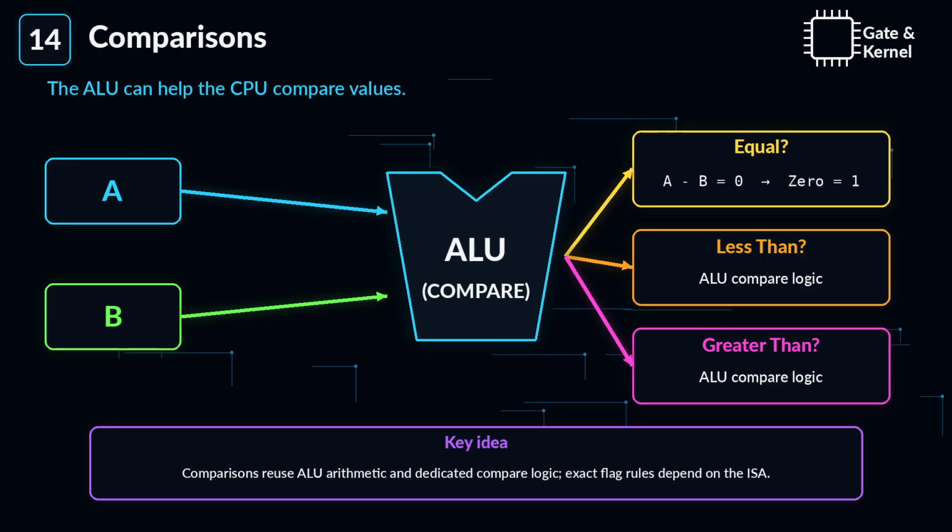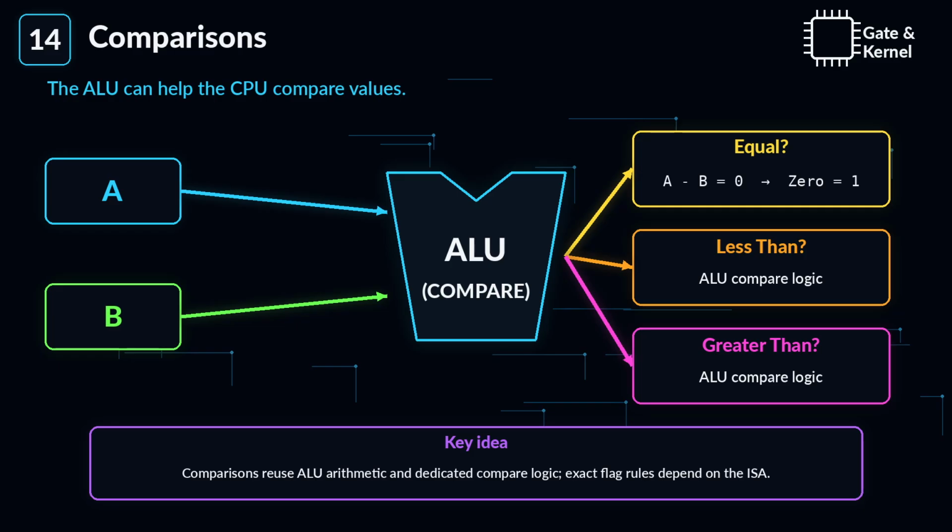Chapter 13. Comparisons. Programs constantly make decisions. Is A equal to B? Is A smaller than B? Is A greater than B? An ALU can help answer these questions. The easiest case to understand is equality. Suppose A is 5 and B is 5. If the ALU calculates A minus B, the result is 0. 5 minus 5 equals 0. Therefore, if A minus B produces 0, A and B are equal. This is why a 0 indication can be useful for comparisons in branches.